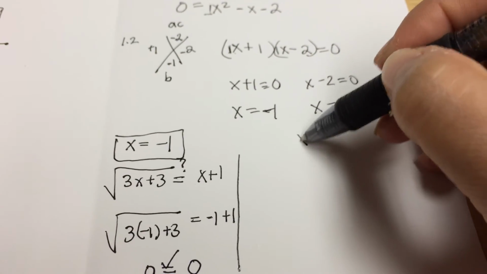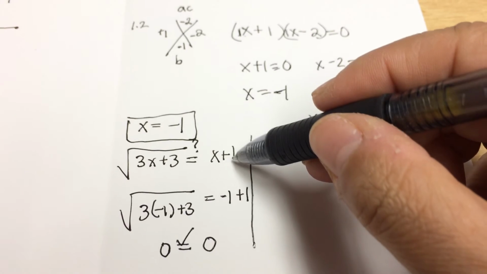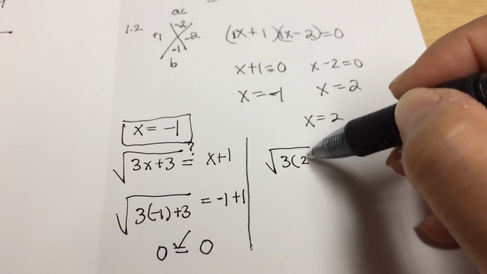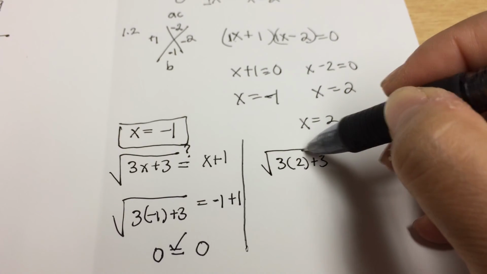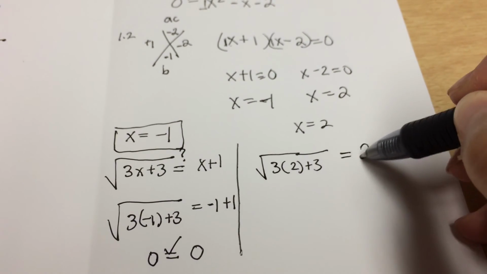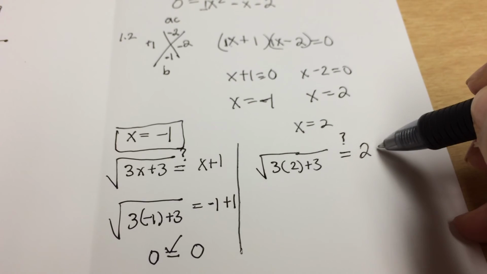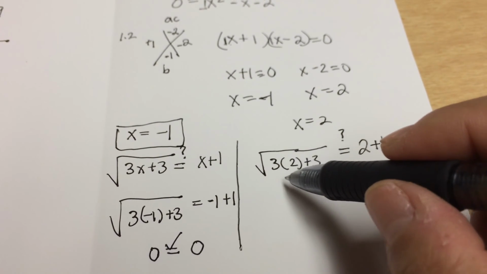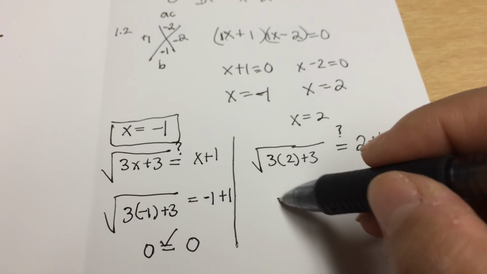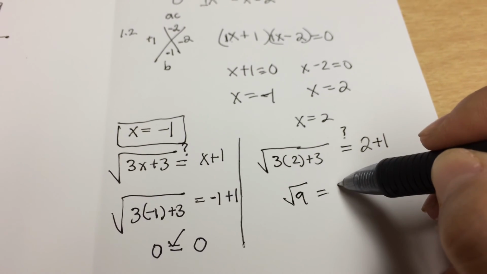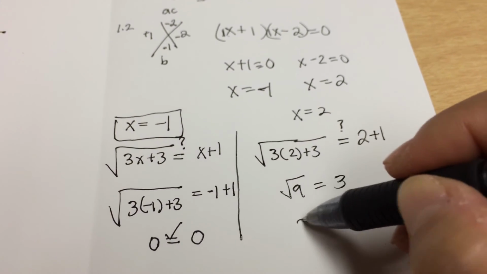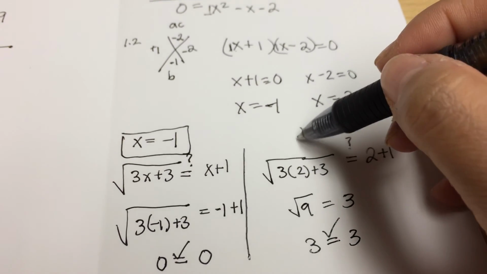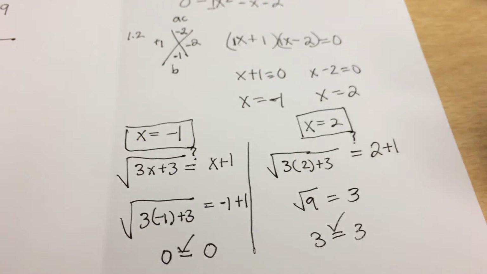x equals 2. So x equals 2. Same thing. We're going to take the same equation right here. So I'm going to go square root of 3 times 2 plus 3, and the question is, is that equal to 2 plus 1 right there? So that's 6 right there. 6 plus 3 is 9. Square root of 9, right? And this side right here is 3. So it checks because 3 is equal to 3. So actually both of the solutions work in this case.